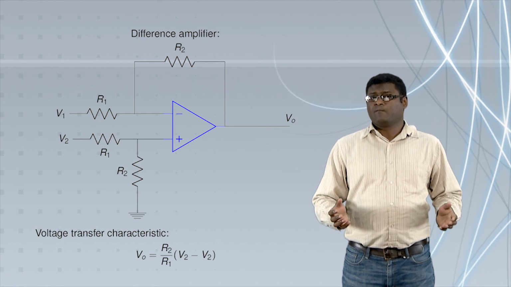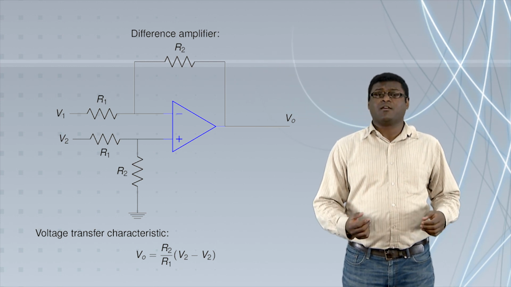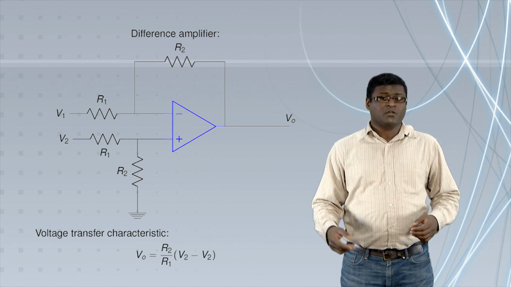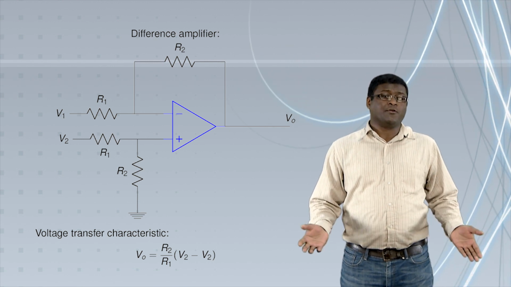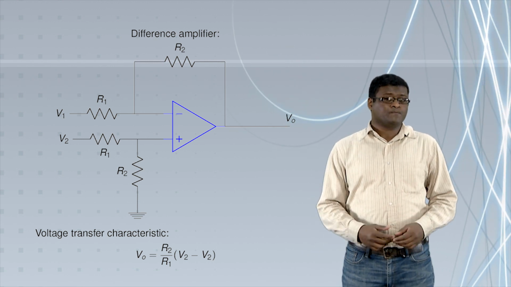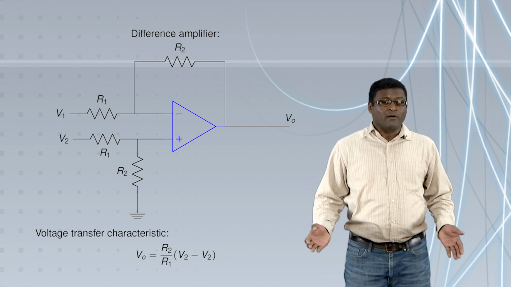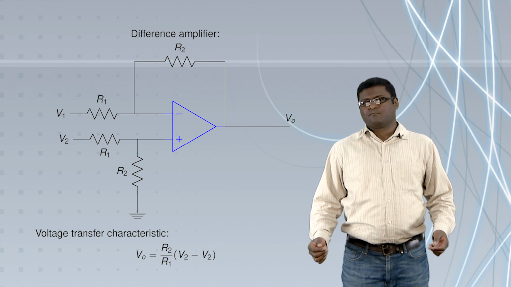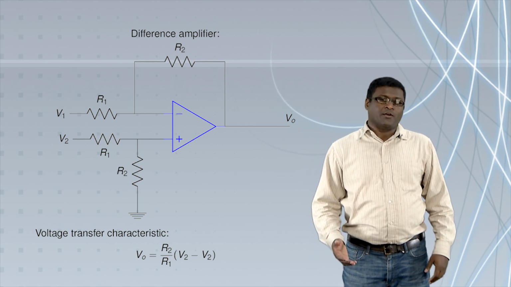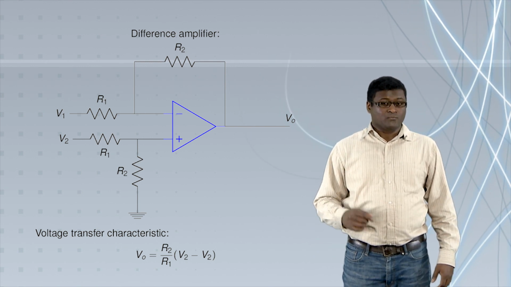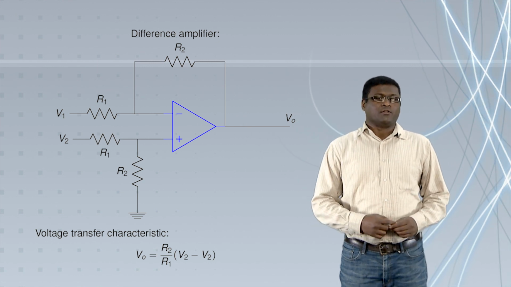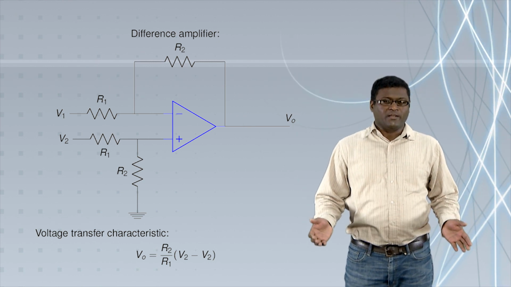Now as you can see, the output is just a constant times the difference of the signals. You can select your values for R1 and R2 and make any gain you want. Let's analyze this circuit. Since there is no current going in or out of the non-inverting pin, the resistors R1 and R2 form a voltage divider on the top, right? So the total drop across R1 and R2 is V2.